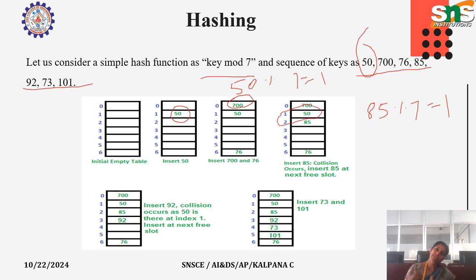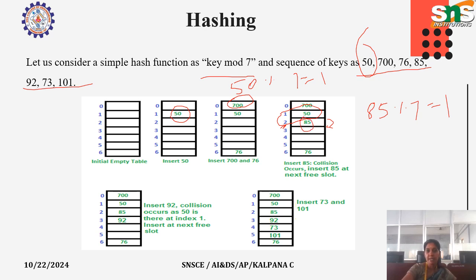So here a collision occurs. How can we resolve it using linear probing? We have to look for the next free slot. After 1, the second slot is free. So at location 2 I am going to insert 85.